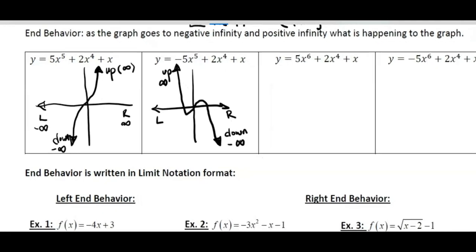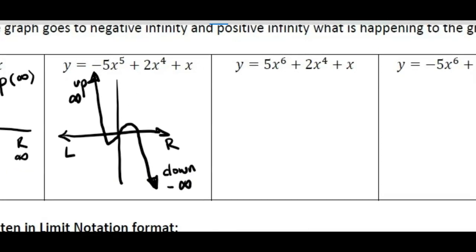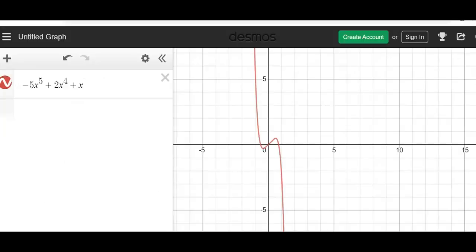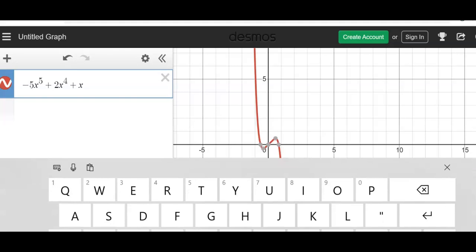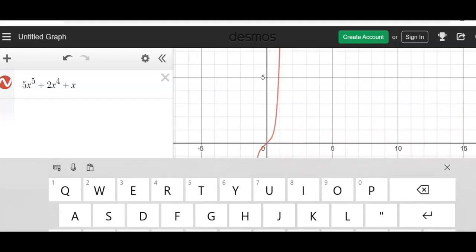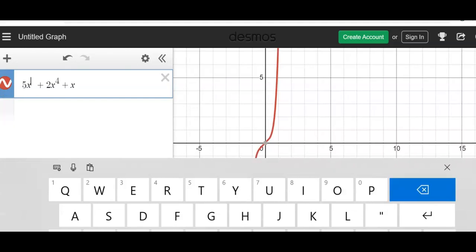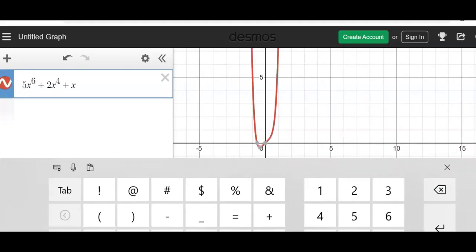And then if we look at another example here, 5x to the 6th plus 2x to the 4th plus x. If we want to go back and put that in Desmos, cancel the negative. We're going to change the little 5 to a 6. And then we've got 2x to the 4th plus x, so the rest of it's the same.